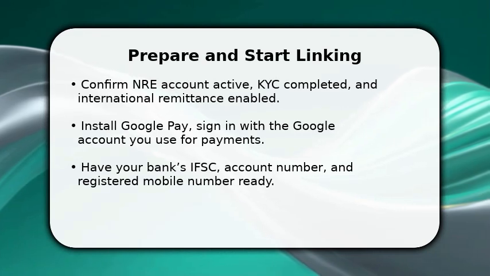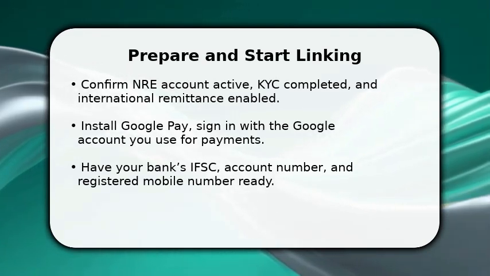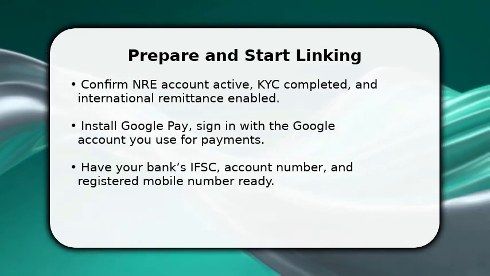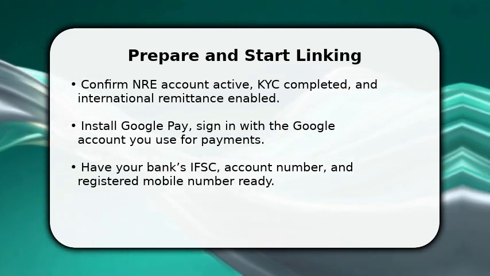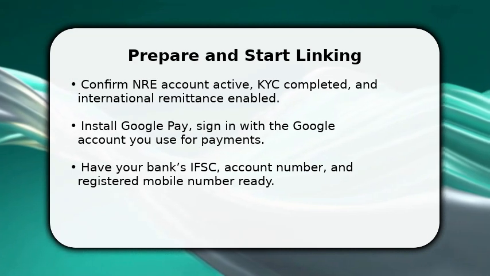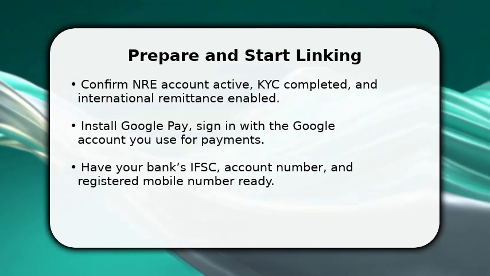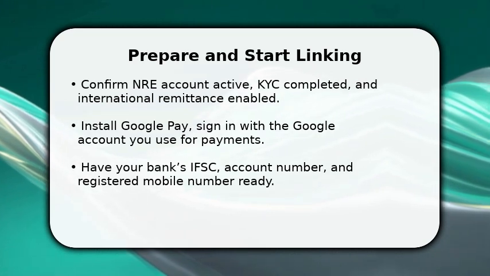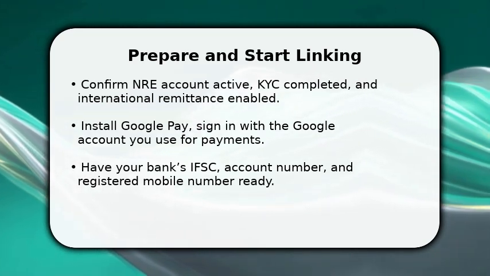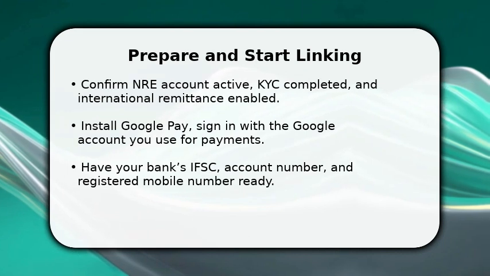You start by confirming your NRE account is active, KYC cleared, and international remittance allowed. This avoids rejects later. Open Google Pay and sign in with the same Google account you'll use for transfers. Once done, select Add Bank Account and choose India as the country. Make sure your bank supports UPI for NRE linking.